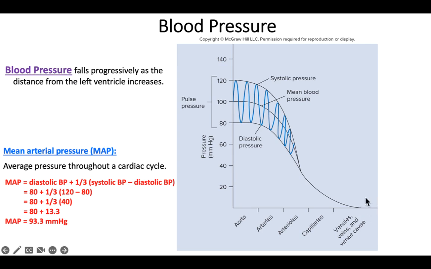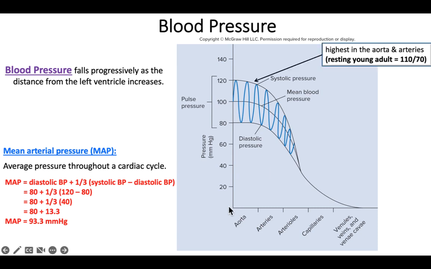So the lowest pressure should be your right atrium. As far as blood vessels, your lowest pressure is your vena cava. Your highest pressure is your aorta. So we've got the highest pressure in the aorta and arteries. Resting young adult, this says 110/70 or 120/80.